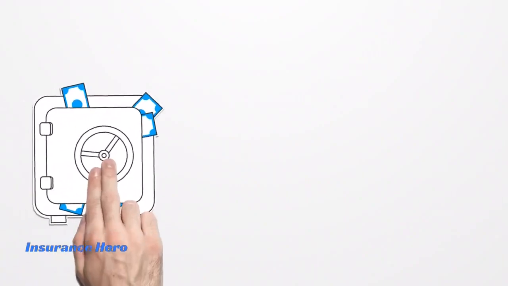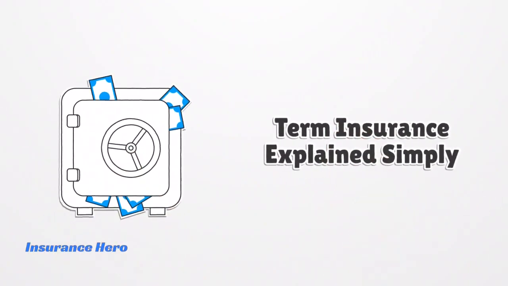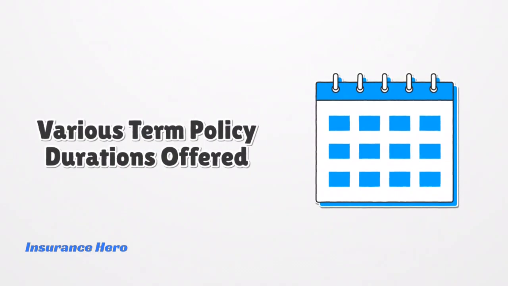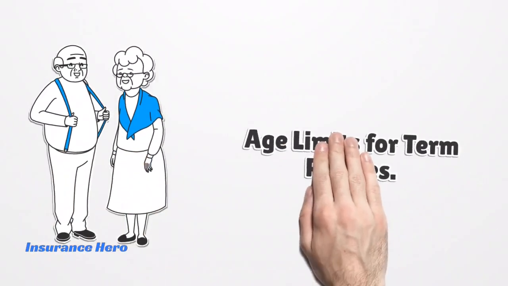Let's talk about term insurance, which covers the insured for a specific period of time. Term policies can be for 1 year, 5 years, 10 years, or even up to 30 years. Most insurers offer term policies to people up to age 75 or 80.